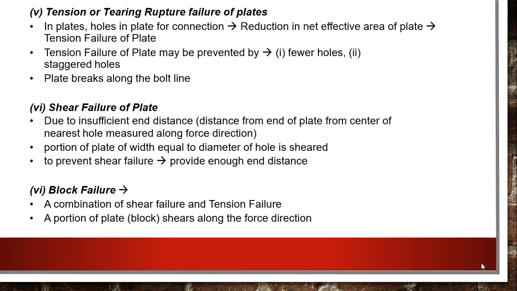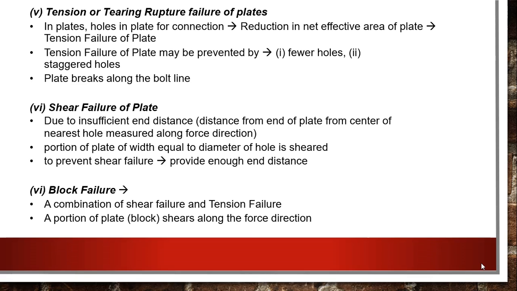Next is tension, or you can say tearing rupture failure of the plates. So basically the failure takes place of bolt as well as plate. The bolt may fail or the plates may fail under the action of external load. So you have to calculate the strength of bolt as well as the strength of plate. And at last you have to find out the efficiency of the joint, right.